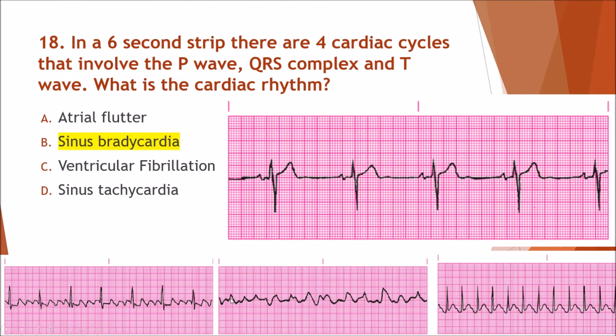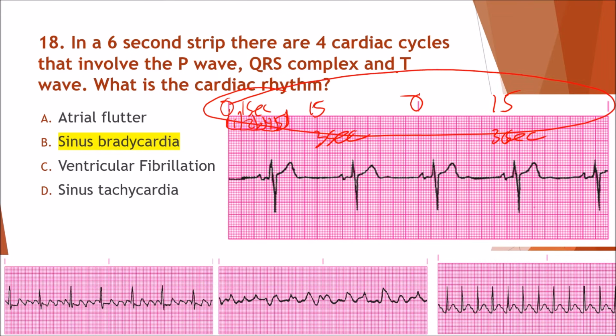All right, and the answer is sinus brady. Now, why? All right, so let's talk about this one. So in a 6-second strip, we said that you needed 5 big squares for 1 second, right? So 15, which is from here to here, is 15 big squares. This is 3 seconds. So then this is another 15 big squares, so this is another 3 seconds. So on this whole thing, it is 6 seconds.